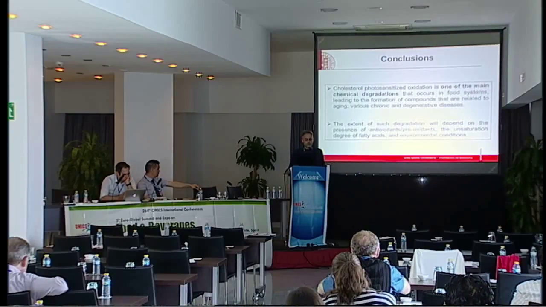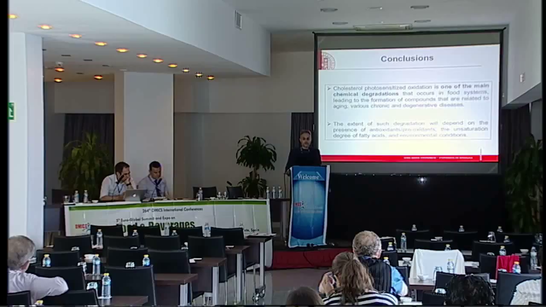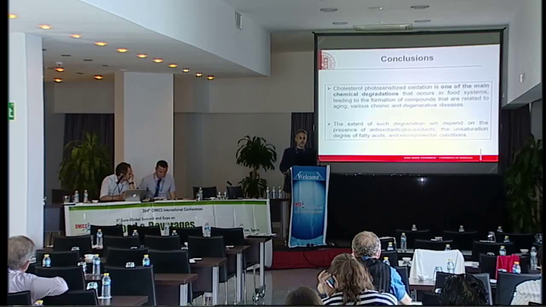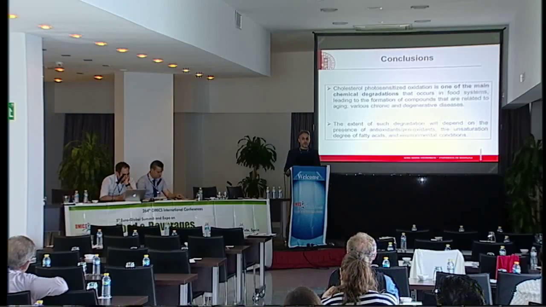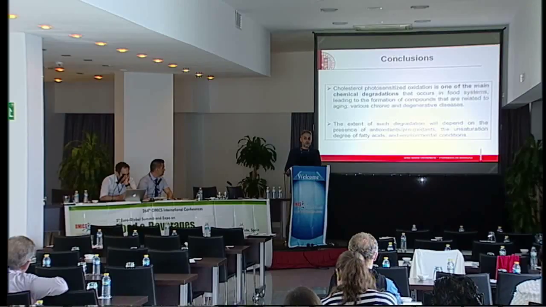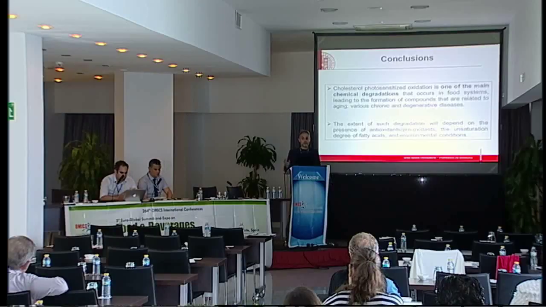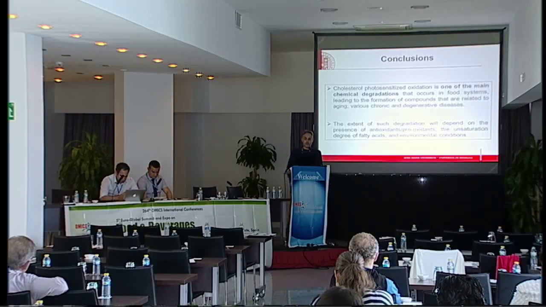So concluding, the cholesterol photosensitized oxidation is one of the main chemical degradations that occurs in food systems. The extent of degradation will depend on many factors. As you can see, in fish we have a large amount of polyunsaturated fatty acids. And this probably is the reason why we obtain a higher amount of COPs.